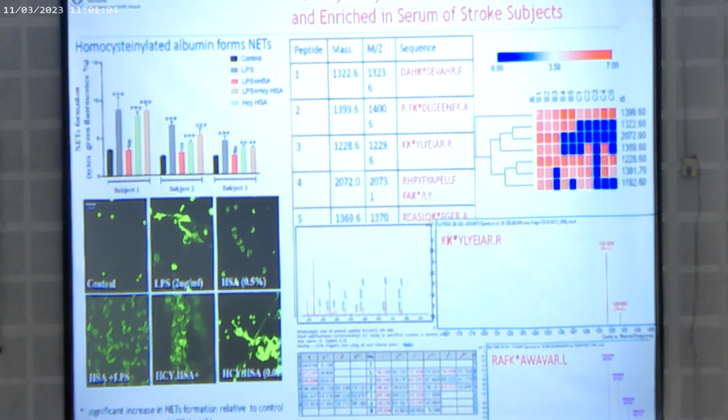We tried to see how much homocysteinated albumin there is using mass spectrometry in the stroke patients. We see the red lines are more of elevated levels. So we see more proportions of homocysteinated albumin. Different sites are there, and we see some of the sites are much higher in stroke individuals. We also see more autoantibodies here.